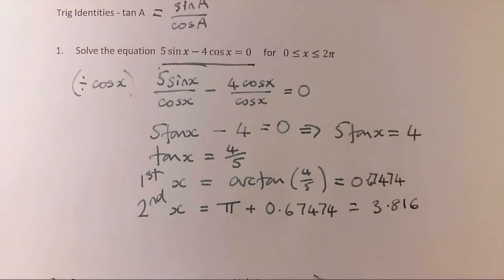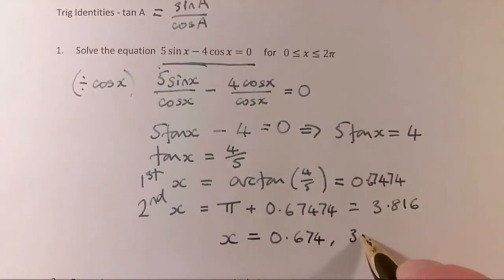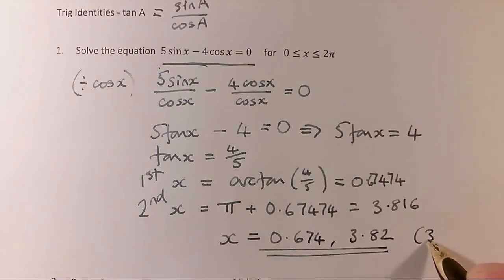Okay, and then I've got to give my final answers. It's appropriate to give these to 3 significant figures. So we summarize answers at the end. x equals 0.675 and 3.82. And we put 3 significant figures after that, and we're done.